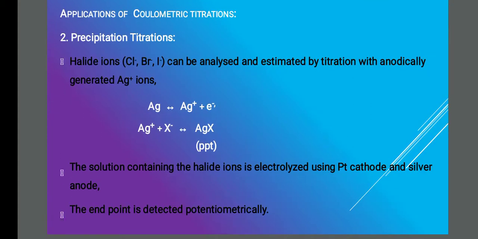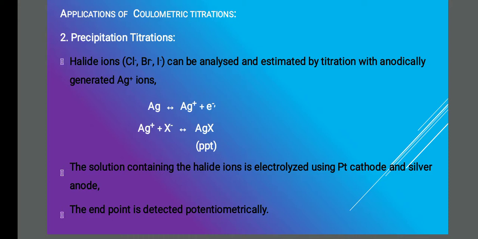The first application we saw in the last class. This is the second application, called precipitation titration. Halide ions can be analyzed and estimated by titration with anodically generated Ag+ ions. The anodic reaction is Ag gives Ag+ plus an electron, and this Ag+ will react with X- to give AgX, the silver halide precipitate.